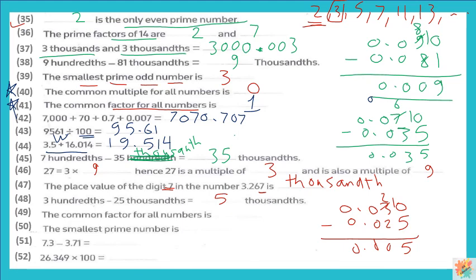The common factor for all numbers is مين؟ يا وحشين واحد يقول 0. لا ده 1.